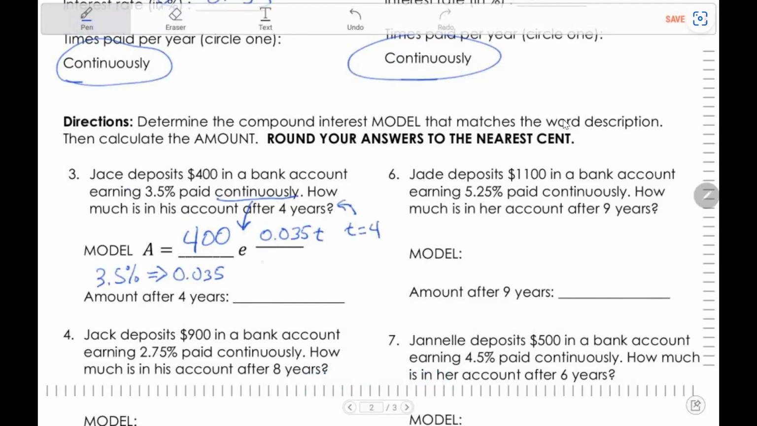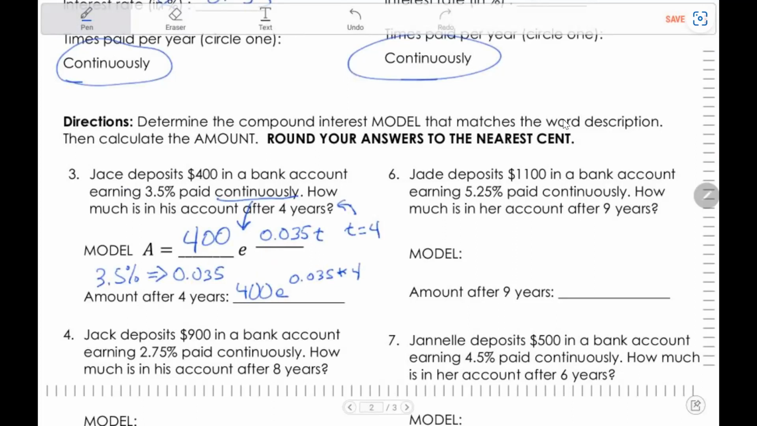So in the calculator, I'm going to put 4. I'll just write it out here. You don't need to write it out. I'm going to put 400 E 0.035 times 4. That's what I'm putting in my calculator. I picked up one of the calculators, and it doesn't work.